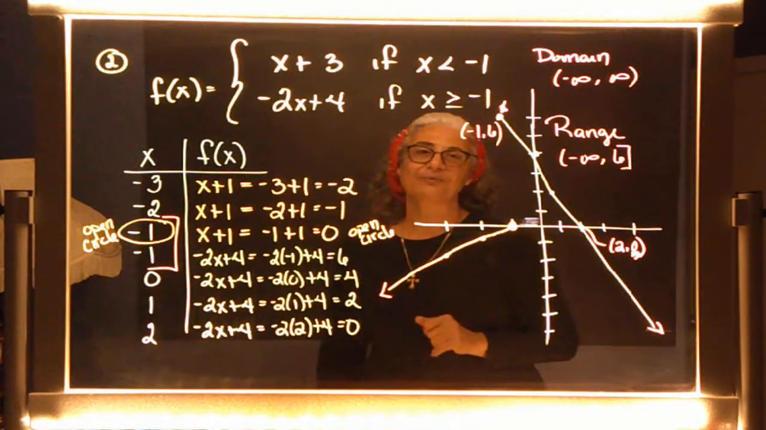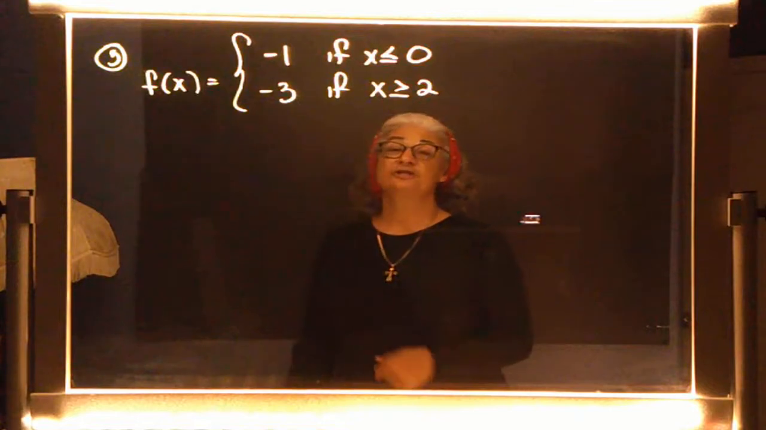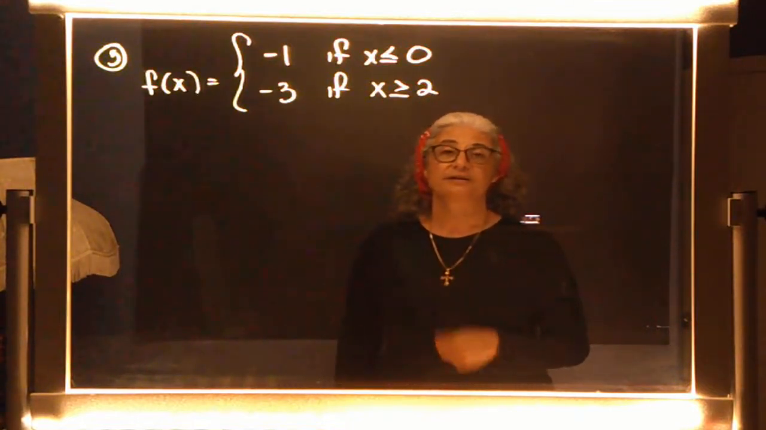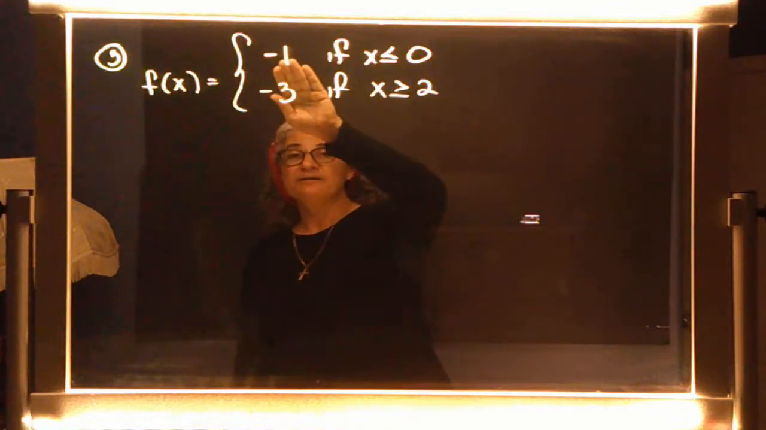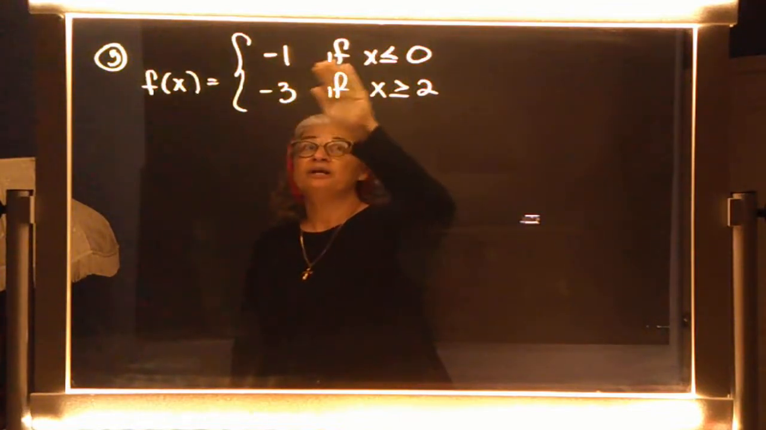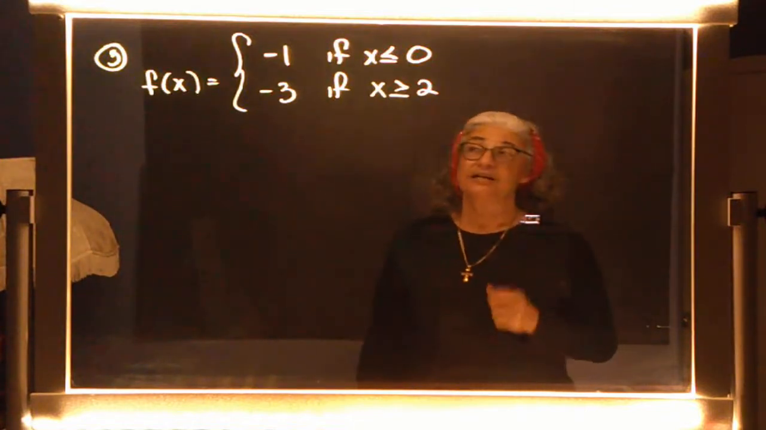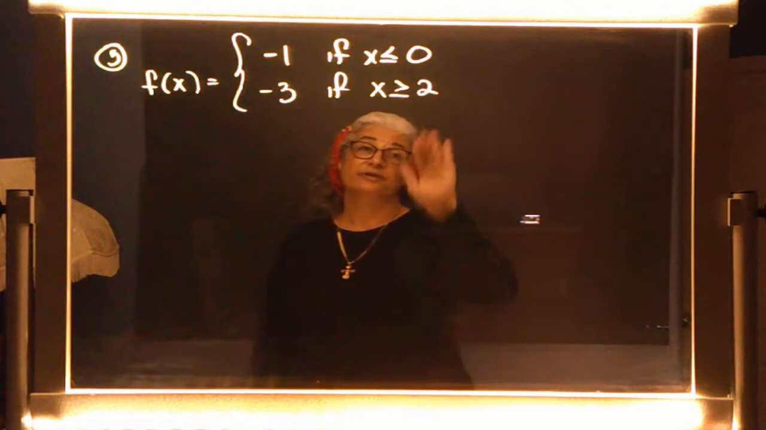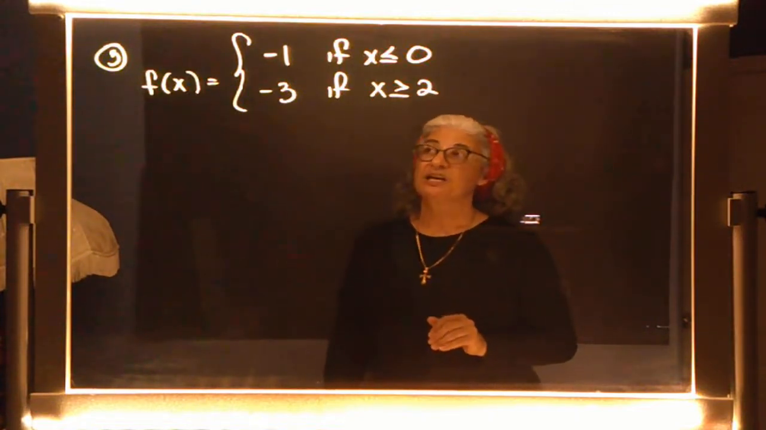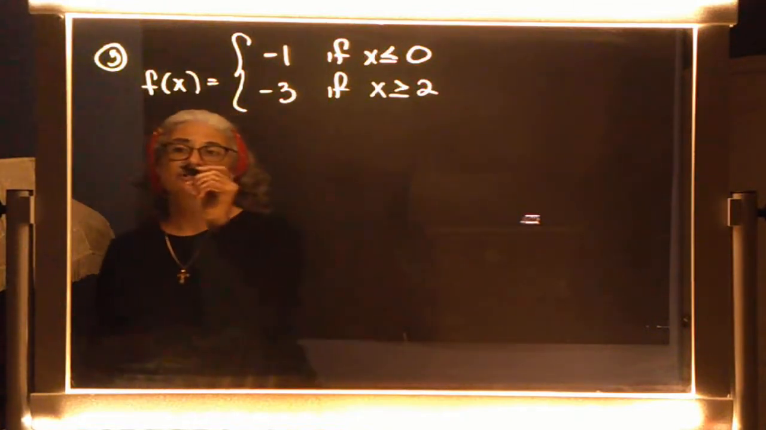I got one more example for us. Okay, so let's look at this last problem. It's a piecewise function. It's in two pieces. So, yeah, let's look and see what it says. The first piece, I get -1 if I'm using x's that are less than or equal to 0, correct? The second piece says I'm going to get -3 if x is greater than or equal to 2. This one looks interesting. So, let's create that table for ourselves, shall we?